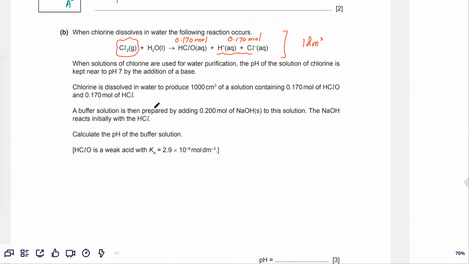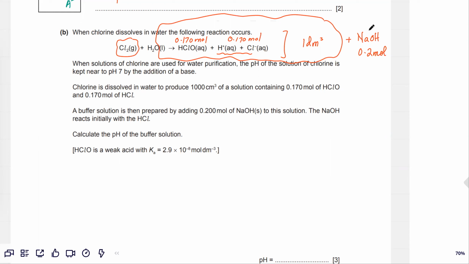And then he says that a buffer solution is then prepared by adding 0.2 moles of NaOH to the solution. So you have this solution. You've got a 1 dm3 solution. What he's doing is adding NaOH. And how many moles of NaOH is he adding? He's adding 0.2 moles. So 0.2 moles of NaOH are being added. The NaOH reacts initially with the HCl, so that is also given.